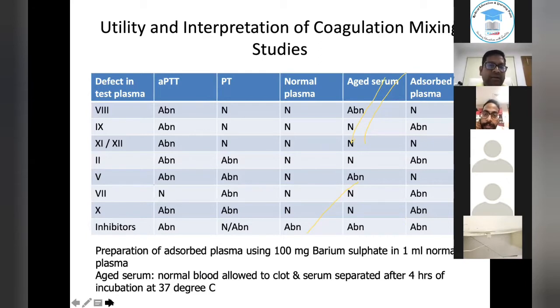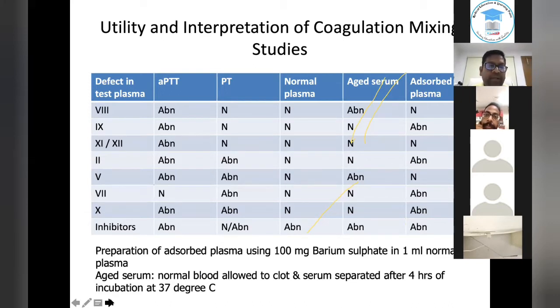Factor 9, the scenario is very similar to hemophilia A, that is 8 deficiency. Only change you will find is that it will correct with H serum, but it will not correct with adsorbed plasma. If the correction happens with normal plasma, H serum, and adsorbed plasma, you might be dealing with a factor 11 or 12 deficiency. If both PT and APTT are abnormal and it gets corrected only with the adsorbed plasma, you can think of factor 2 deficiency.